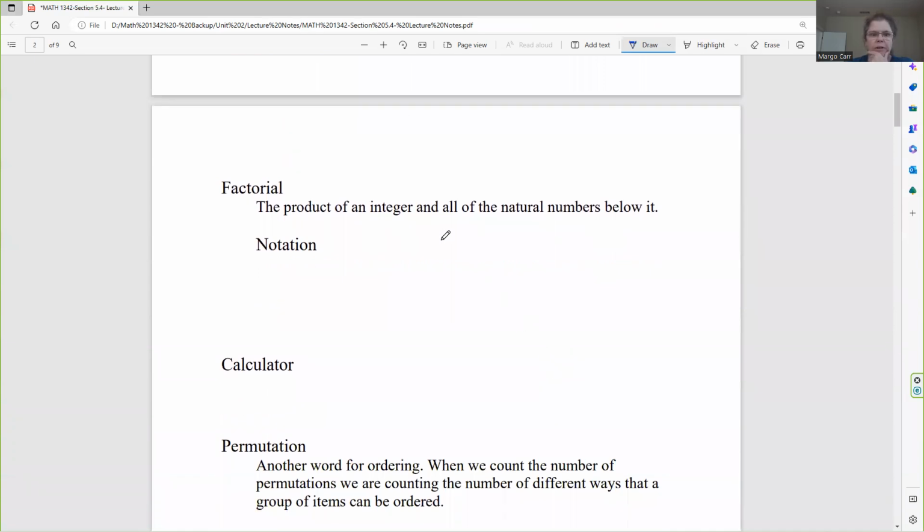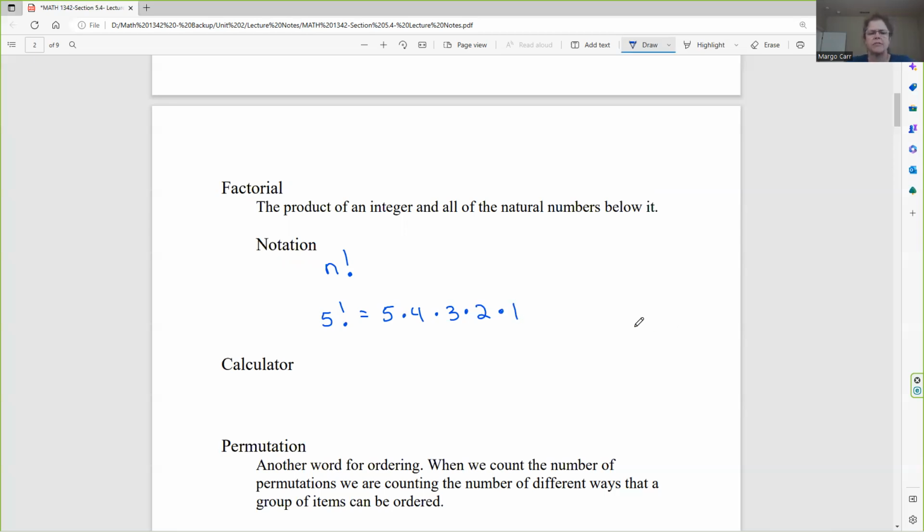So the factorial is the product of the integer and all natural numbers below it. So remember, natural numbers start at 1. And the notation is n factorial, like that, with an exclamation point. So if I see 5 factorial, it's 5 times 4 times 3 times 2 times 1.